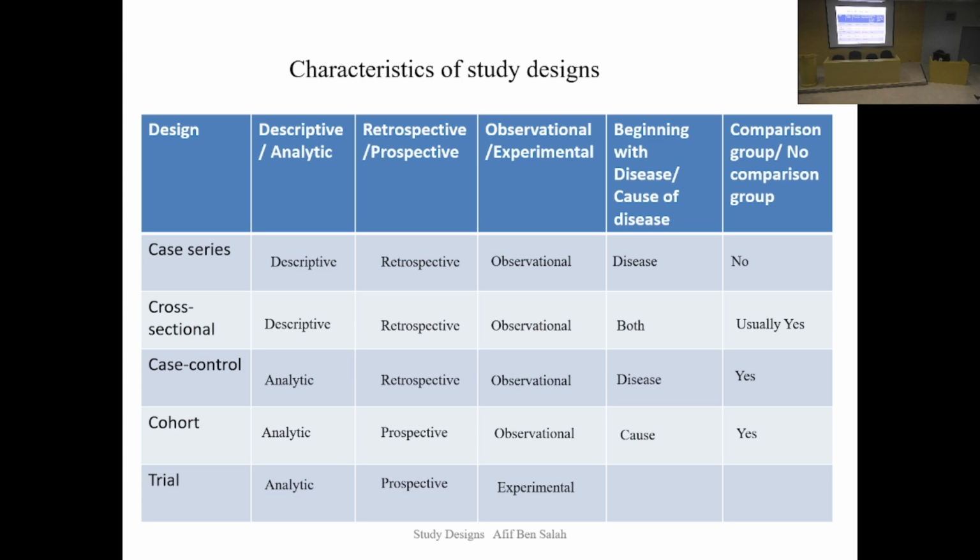Tell me if you know. Who said cause of disease? Usually in clinical trials we have patients, we try new drugs on them. So we start with disease. Usually. But we can start with causes of disease. Comparison group or no comparison group, we need it in RCTs, randomized controlled trials. I'm happy you understood the study designs. I'm proud of you.